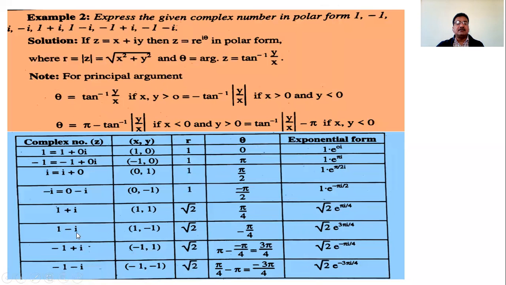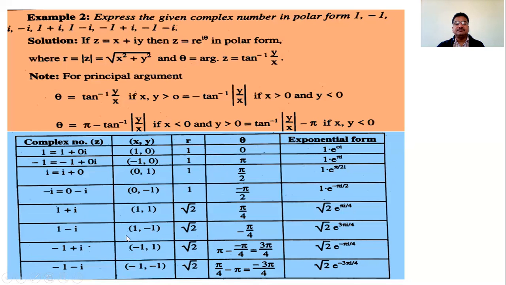Then 1 minus i. Again, the number in ordered pair form is (1, -1). Its modulus r is root 2. Again, x square is 1, and y is minus 1, its square is again plus 1. So root 2. So for 1 plus i, 1 minus i, minus 1 plus i, minus 1 minus i, the moduli are the same, not the arguments. Because it is the root of x square plus y square, and whether x and y are positive or negative, x square and y square are always positive. So the value of r is root 2.